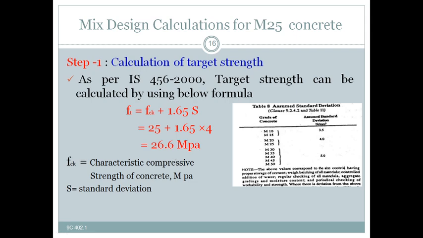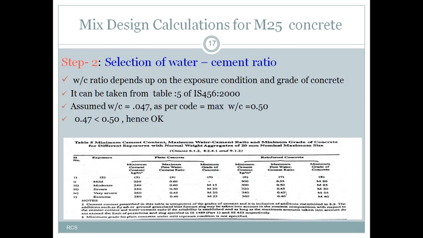As I discussed earlier, if anything happens, because of poor workmanship or inferior quality of material during the design of mixed proportion for M25 grade concrete, that will be covered here, because we are targeting some extra strength compared to our desired strength. Right. Next one is mixed design calculation for M25 grade concrete.